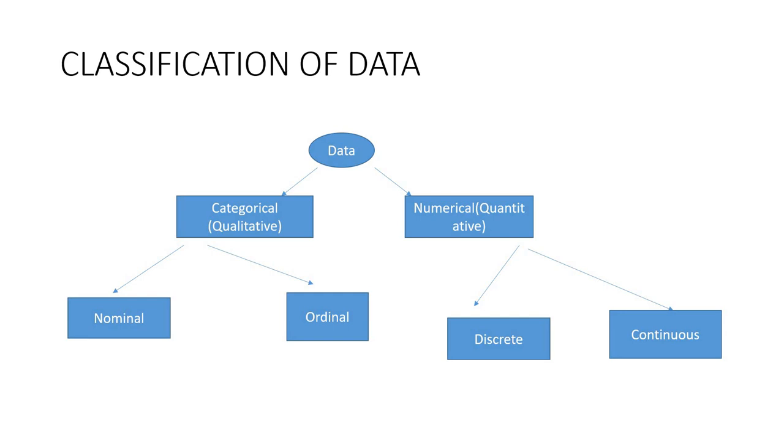This gives the complete classification of the machine learning data. See, data can be classified into categorical, that is qualitative, and numerical, that is quantitative. Qualitative data, that is categorical data, can be classified into nominal and ordinal. Numerical data can be classified into discrete and continuous.